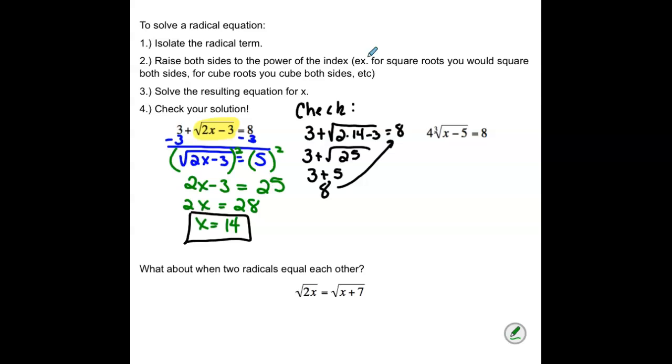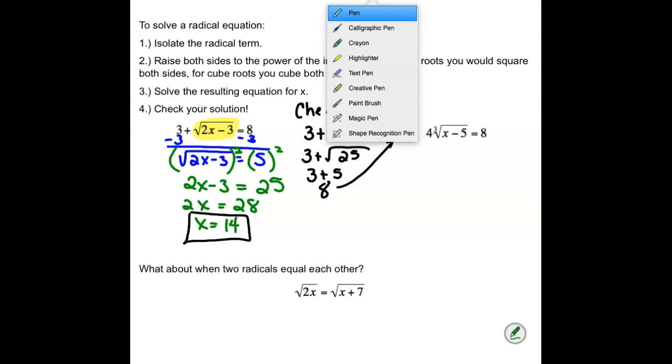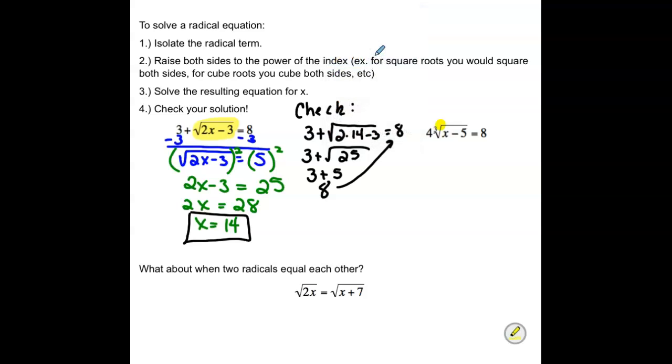All right, for the second one, we are trying to isolate the root piece again. So I'm looking for the cube root of x minus 5 to be by itself. So to undo that, we're going to have to divide both sides by a 4. And we get the cube root of x minus 5 equals 2. Now to undo a cube root, we have to cube both sides.